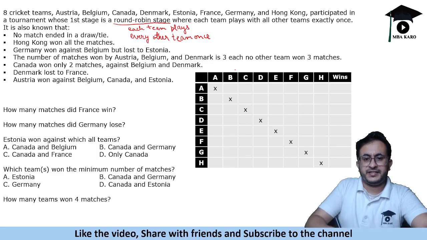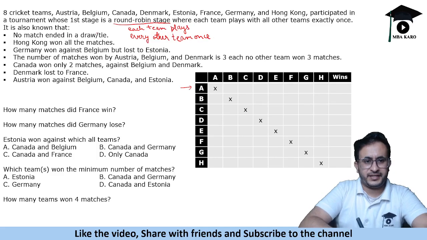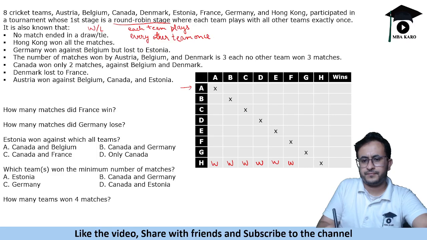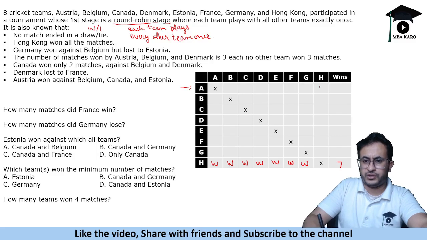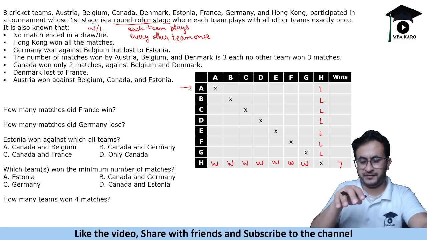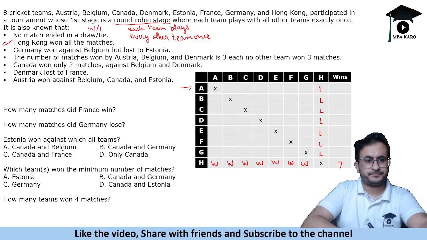Okay, so A, B, C, D, E, F, G. So this is versus this. Okay. Now it says no match ended in a draw or tie. So all matches are win-lost matches. Hong Kong won all the matches. Okay, so what we will do? We'll write win, win, win, win. So Hong Kong has 7 wins. Now if Hong Kong won all the matches, so all teams lost against Hong Kong. Okay, so you have to fill it in 2 dimensions, right? If you fill win like this, you will have to fill lost vertically. Okay, so this is done.